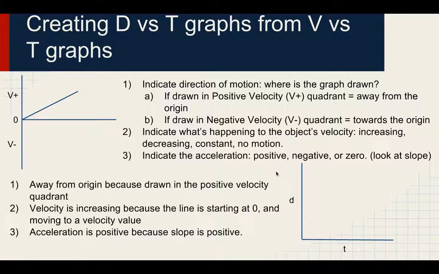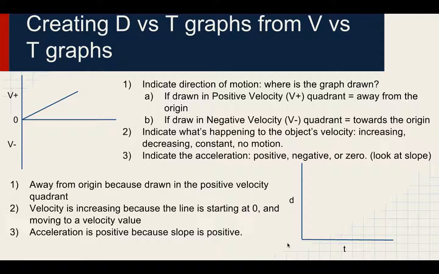So to draw my distance time graph, I need to know 1 and 2. Number 3 really can't help me draw the graph because I physically cannot see the slope for acceleration on a distance time graph. I can't see it. I know if it's there, however, I can't see it. So the 1 and 2 are very important to draw a distance time graph.